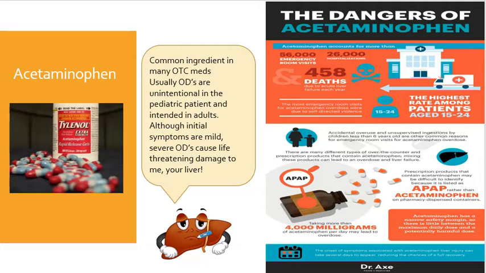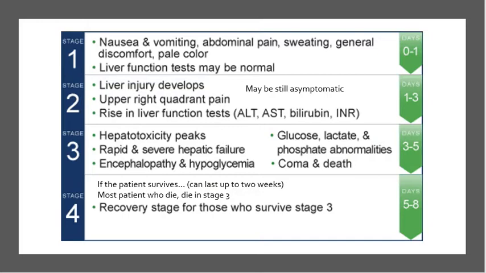There are 4 stages when we look at Tylenol overdoses. So the clinical course of Tylenol toxicity really occurs in these 4 phases. So in stage 1, the patient may have nausea and vomiting, abdominal pain. This lasts about 0 to 1 days. In stage 2, liver injury develops. They get some right upper quadrant pain, a rise in their liver function tests. This usually happens days 1 to 3. The patient may or may not be symptomatic during this phase.